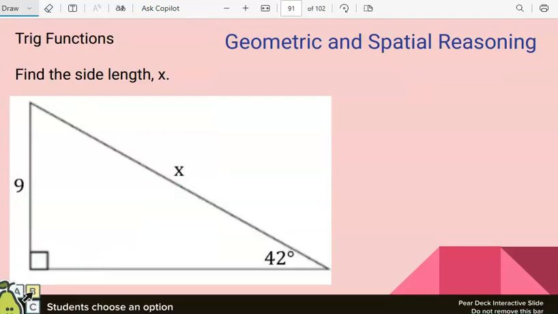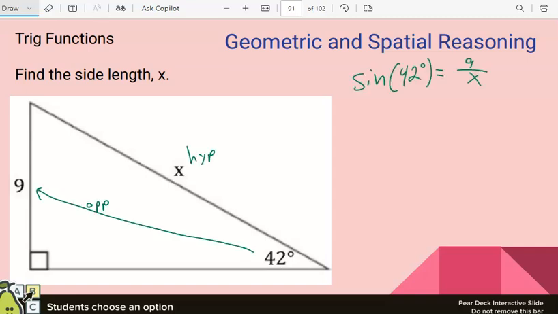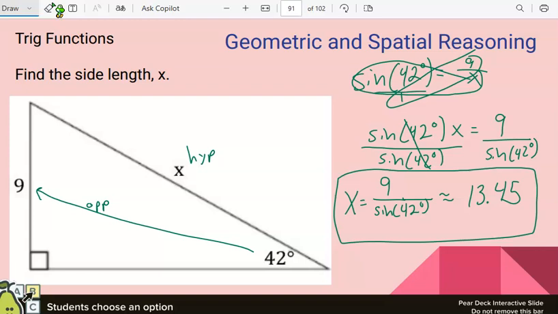Try this one. Find the side length x. Pause the video and try this using the trig functions. When you're ready, you can check. You set up your equation in terms of sine and solve for x. We have the exact answer of 9 over sine of 42 degrees, and it's approximately 13.45. Now, you could also do this in terms of cosine. It would look like this. Since you're not given the 48 degrees, it would be quicker to do it in terms of sine.